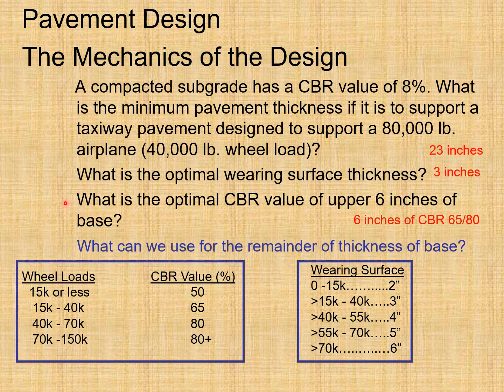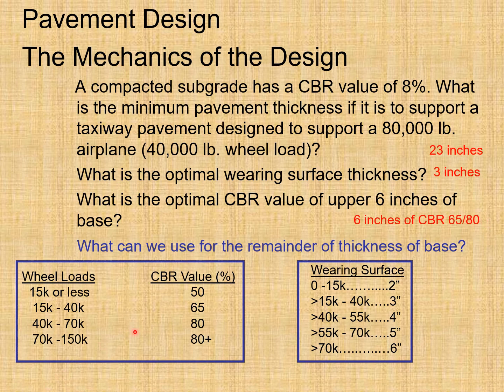The next point is: what is the optimal CBR value of the upper 6 inches of base? As per this method of CBR, the top 6 inches of base is very important, and for that you can use this table, which will give you the CBR values for the upper 6 inches of the base corresponding to different wheel loads. Here in this case the 40,000 pounds or 40 kips load is to be considered. So you can see 40 kips is over here, 40 kips is also here. So 65 and 80. So you can say that 6 inches of CBR 65 to 80 can be used from this table.